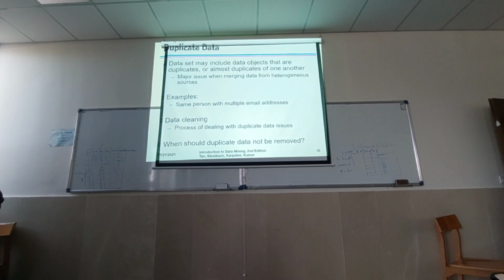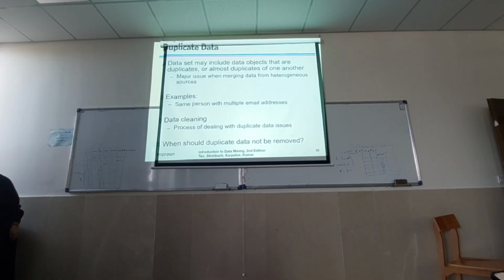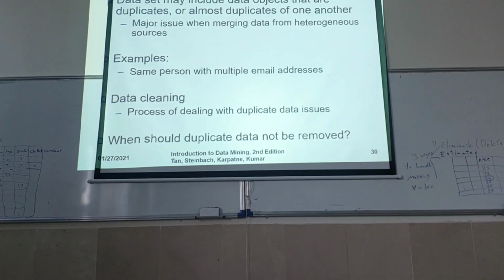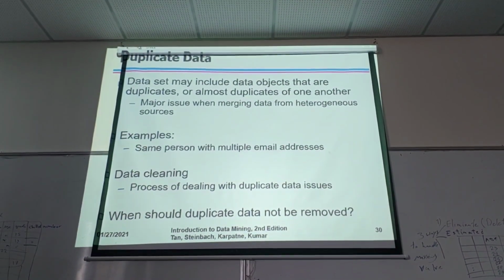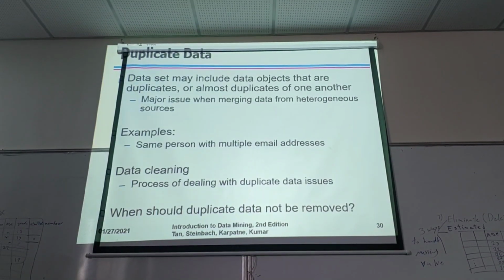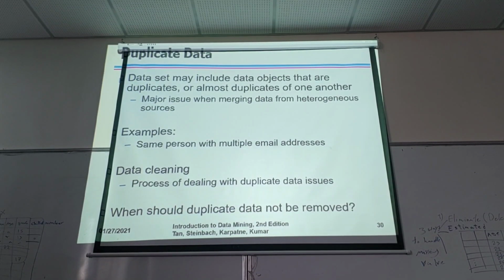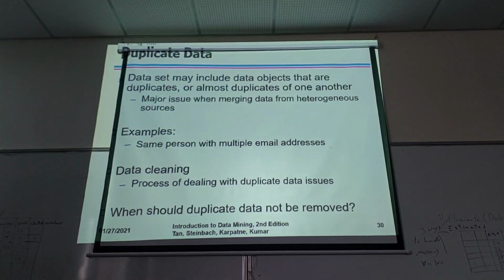The major issue when merging data from heterogeneous sources. For example, in the university, the information of a student is in the Sutter building, and your information in the Paradise building, and your information in the Islami building.